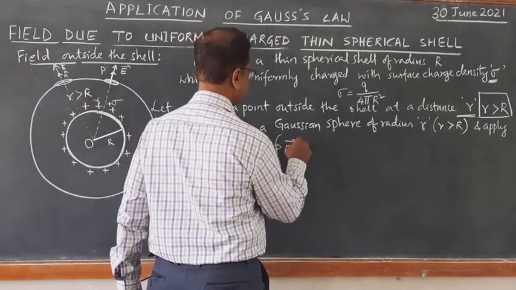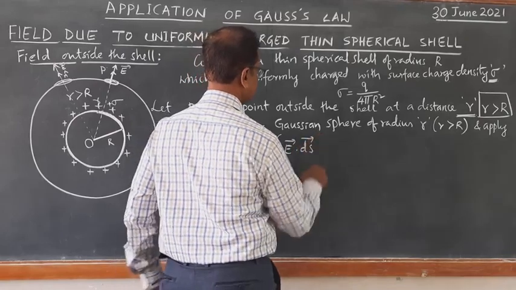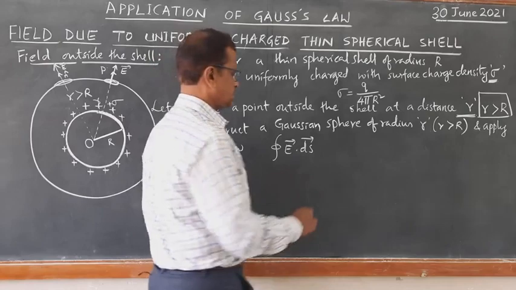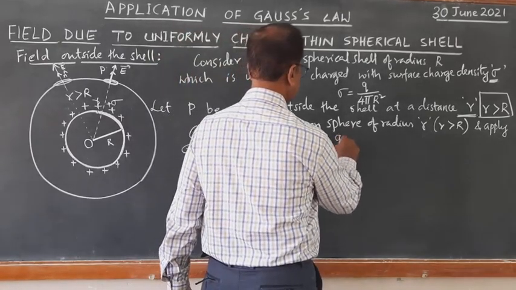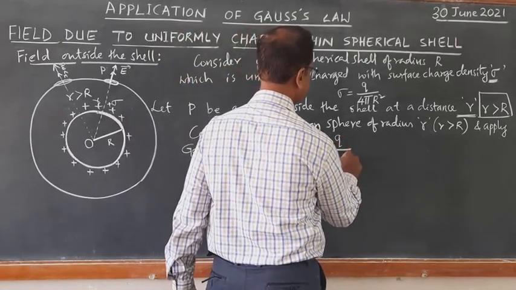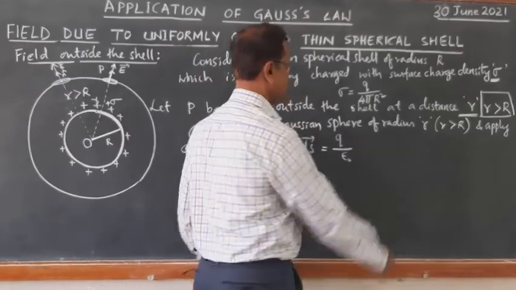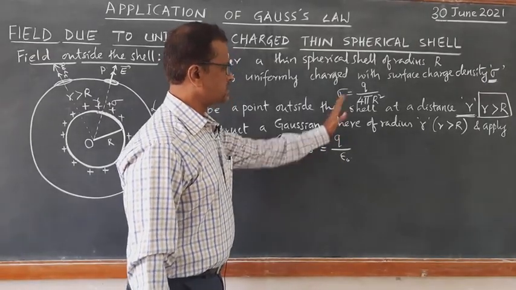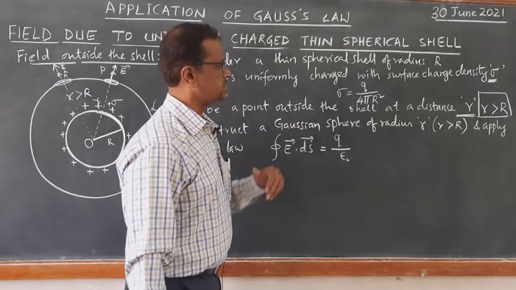surface integral of E dot ds, this gives you total flux. The total outward flux is equal to the charge enclosed divided by epsilon naught, 1 by epsilon naught times the charge enclosed. We know what is the charge enclosed from the surface charge density.